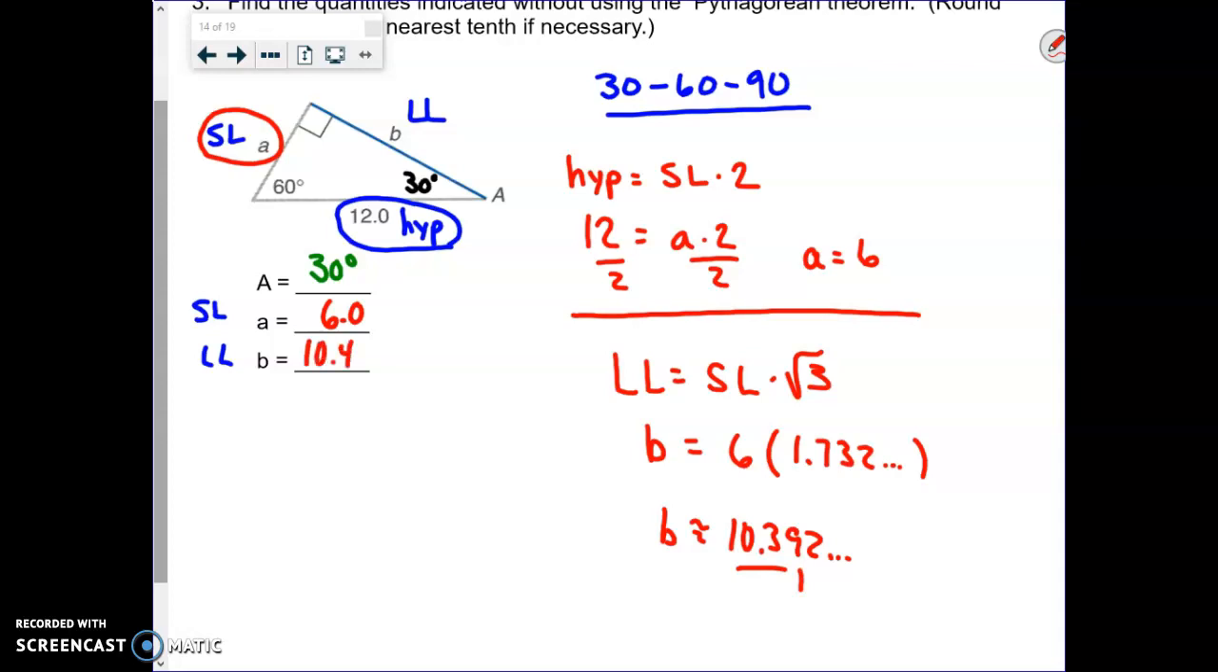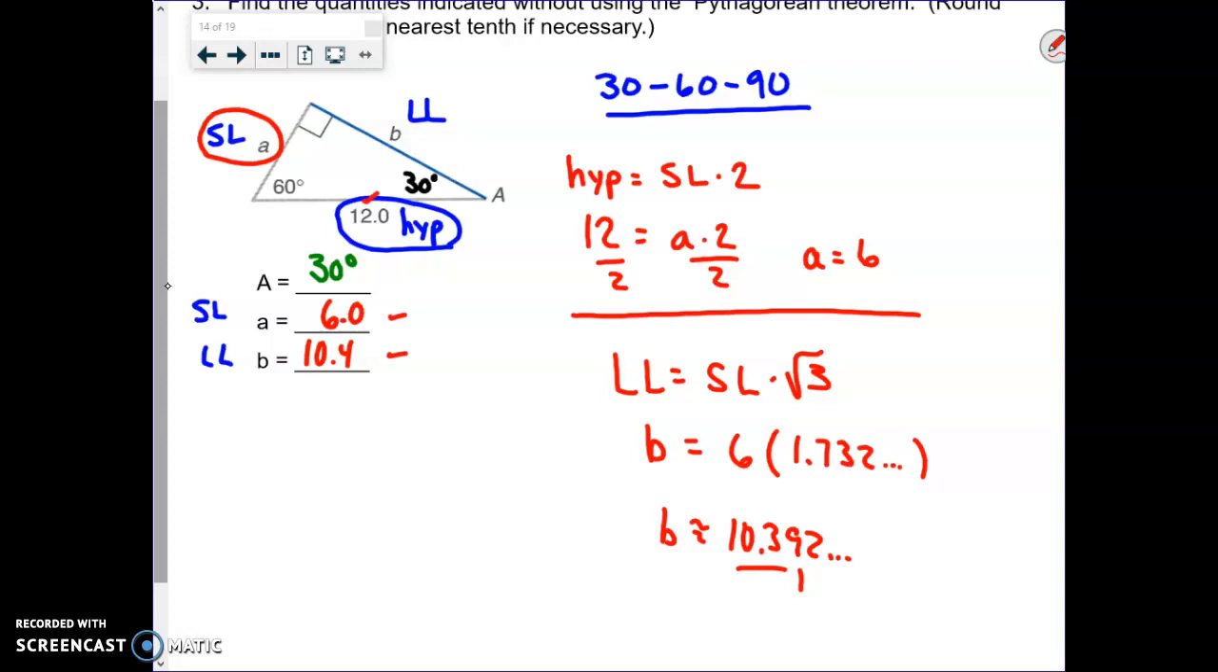Now I would just do one quick little thing. I would make sure, because if you made a mistake somewhere, then you may have the short leg being longer than the long leg, which it shouldn't be. So I would just take a look here. We know the 30 is right. A has to be smaller than B. And it is. 6 is smaller than 10.4. The short leg has to be smaller than the long leg, and they both have to be shorter than the hypotenuse of 12, which they are.